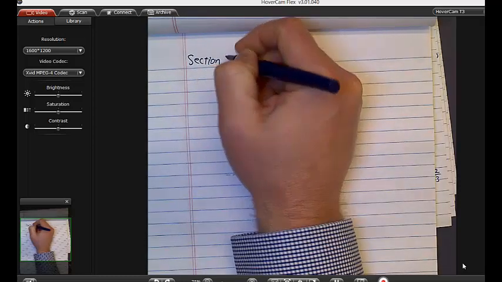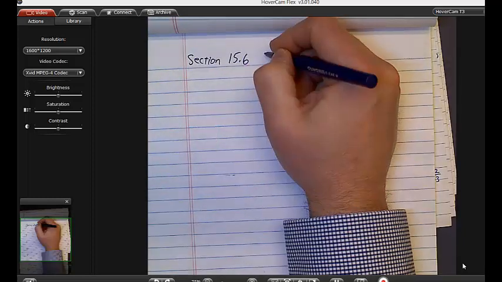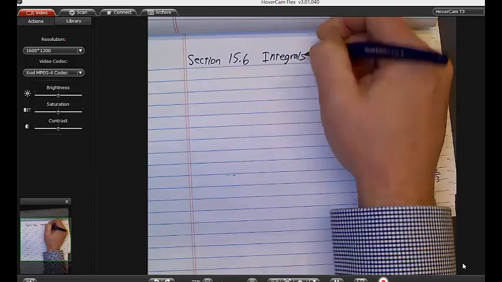Well, 15.7 we did last time. Let's do 15.6 today. Okay, and so these are integrals in mass calculations.